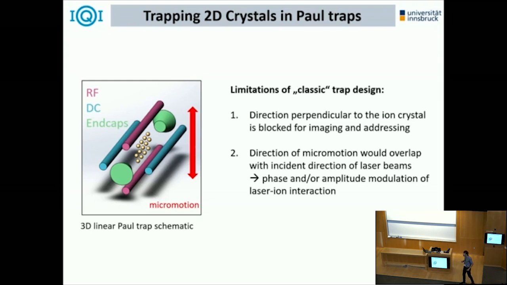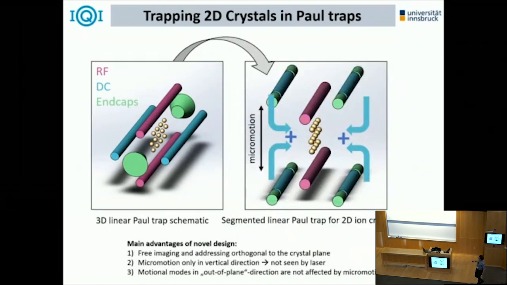It's very painful in optical atomic clocks. It's painful for laser-based gates. And this is also unavoidable in 2D crystals. So we thought, okay, is there some way around? And we came to the conclusion, okay, we have to live with this, but we use a trick here. So we change the design of our trap a bit.